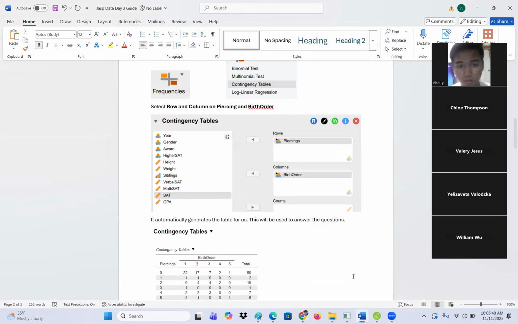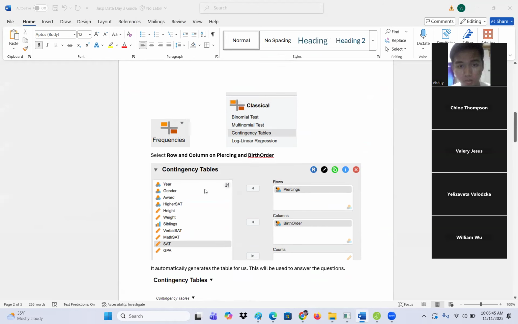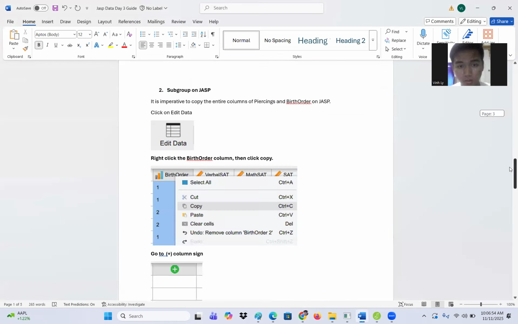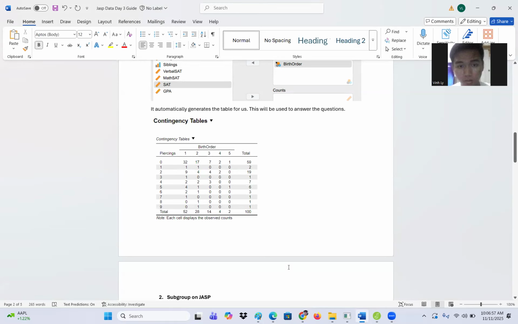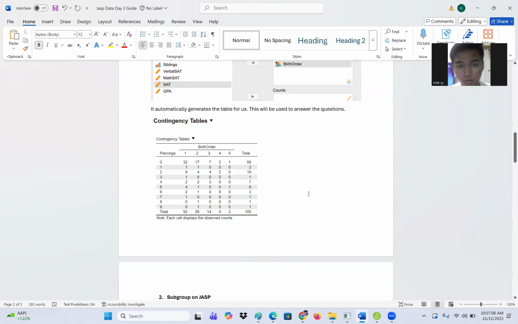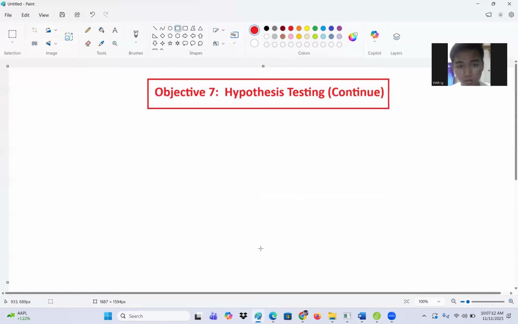No, the data day should be, I'm sorry, the data day should be after the third exam. So it's basically on the 21st, I believe. Let me just double check the calendar quickly. You're going to get two more data days.